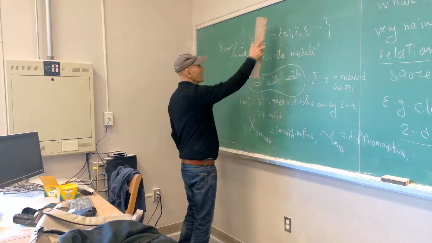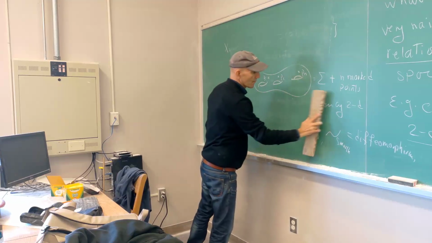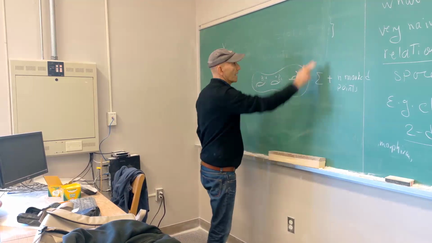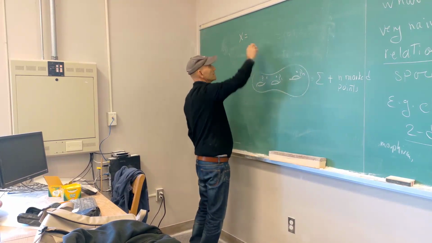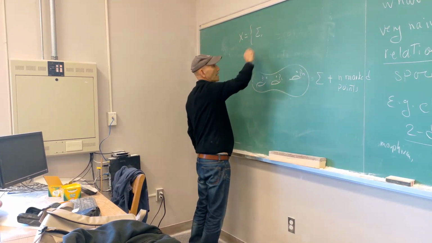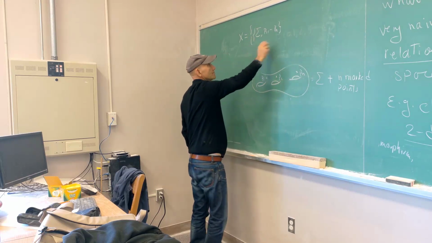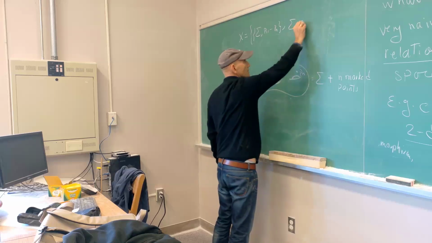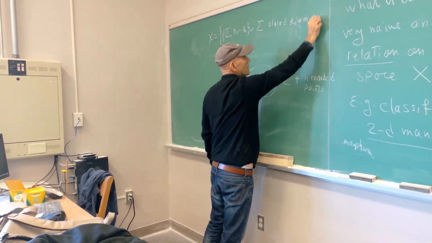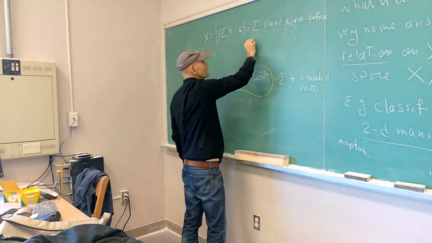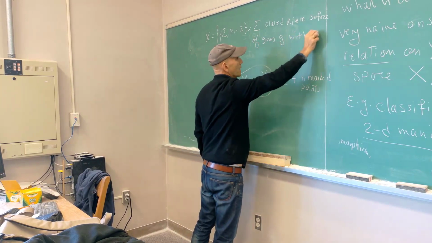So now for me, this time we're going to study X, which is the set of all sigma and these marked points P1 through Pn, where sigma is a closed Riemann surface of genus G with n marked points.